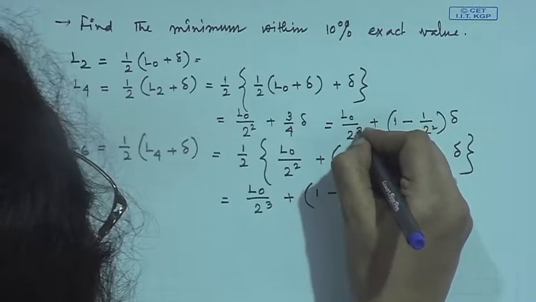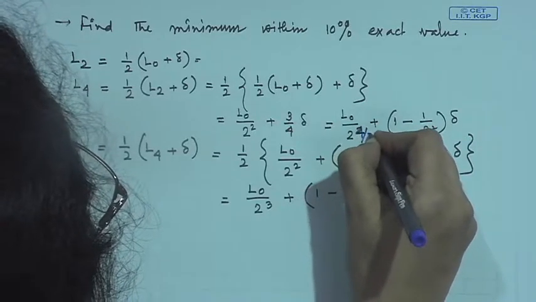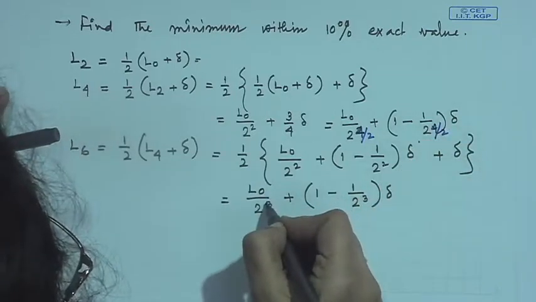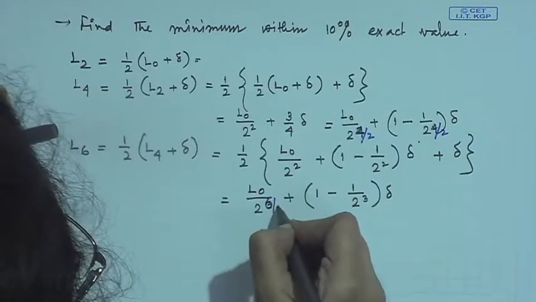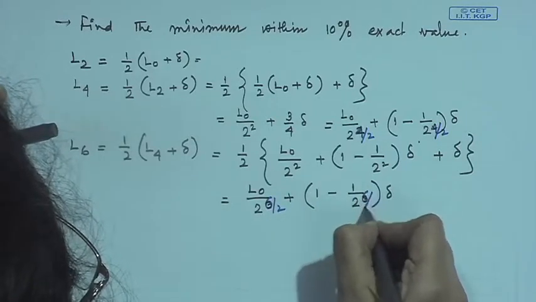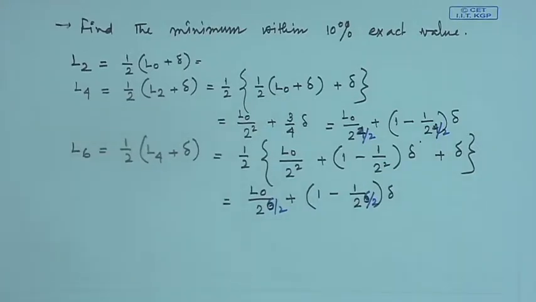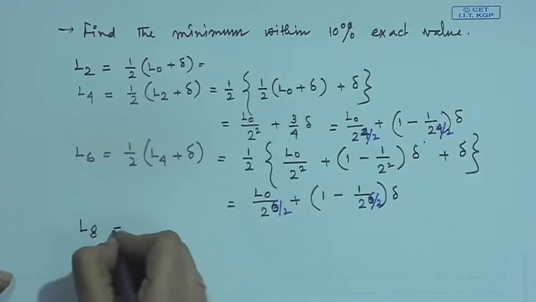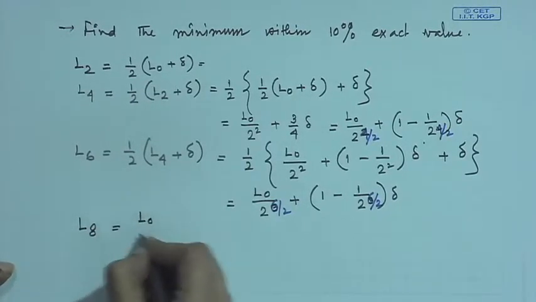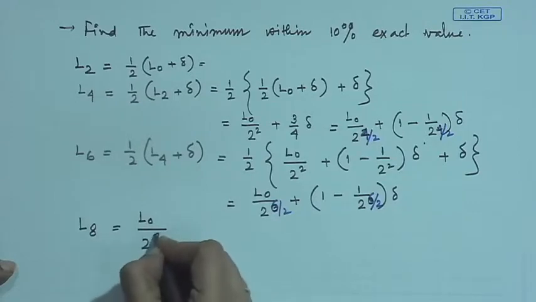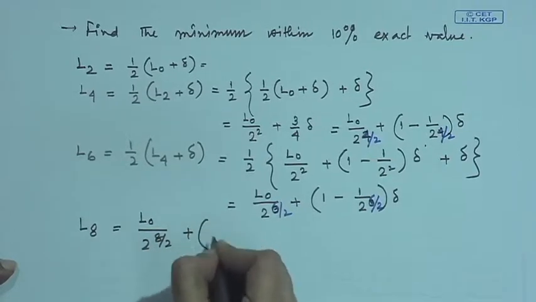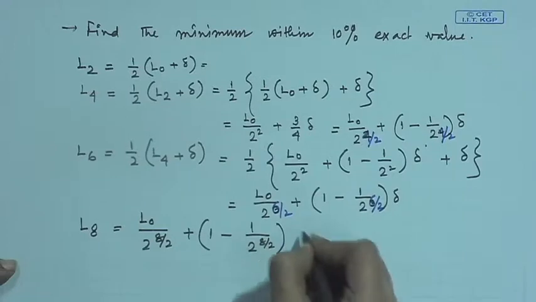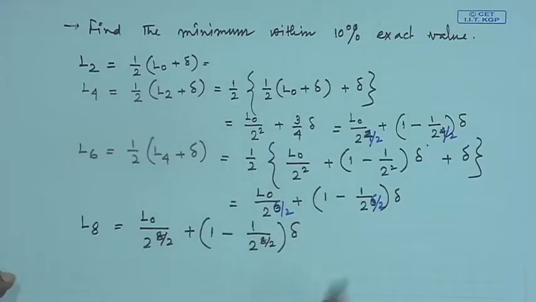We are getting, this can be written as 4 by 2, this can be written as 4 by 2, this 3 is nothing but 6 by 2, this 3 is 6 by 2, okay. That is why straight away we can say, after doing the 8th experiment, I will get L0 divided by 2 to the power 8 by 2 plus 1 minus 2 to the power 8 by 2 delta, okay.